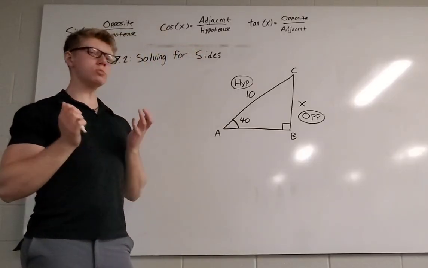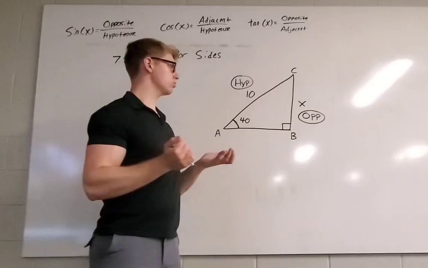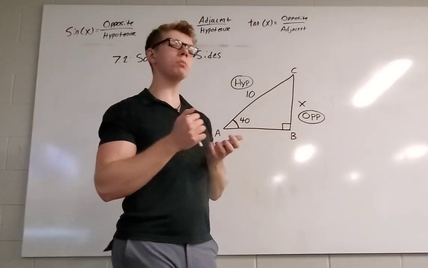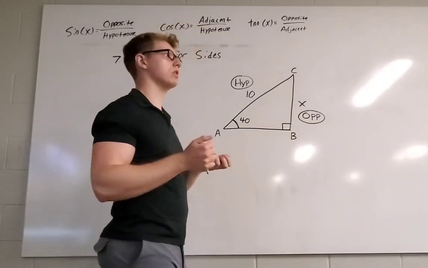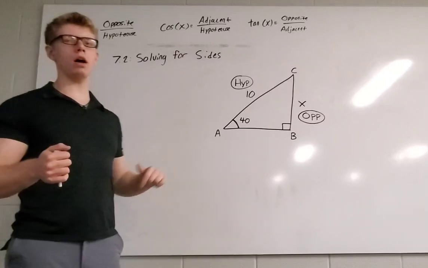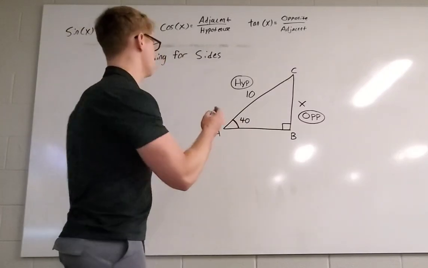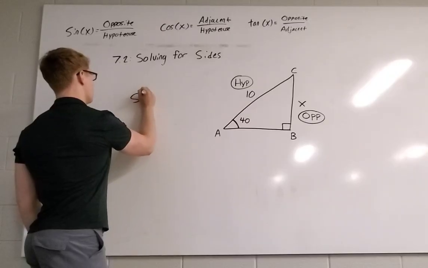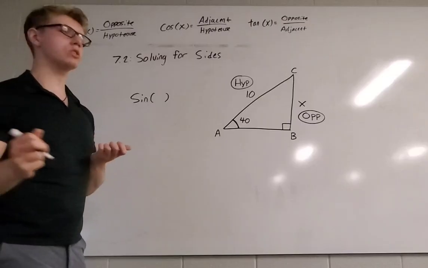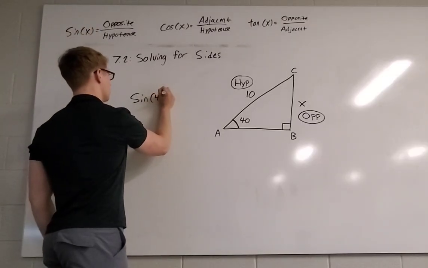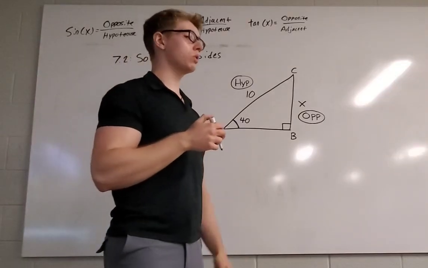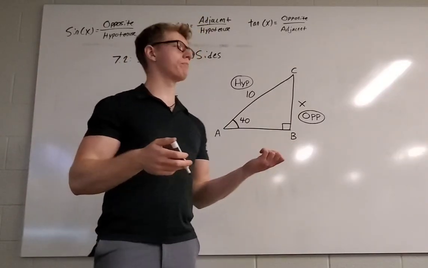And we need to pick a ratio to use. Seeing as we are trying to find the opposite, and we have the hypotenuse, we should probably pick the ratio that involves both of those things. If we scan up here, we see sine is opposite over hypotenuse. So we should probably use that ratio, right? Instead of putting that A inside of our parentheses like we did last time, we're actually going to put the angle that was given to us. If you typed this into your calculator, you would see that sine of 40 is actually equal to a number. So we're going to treat it like a number instead of a variable.